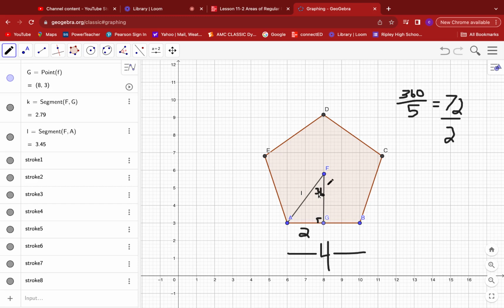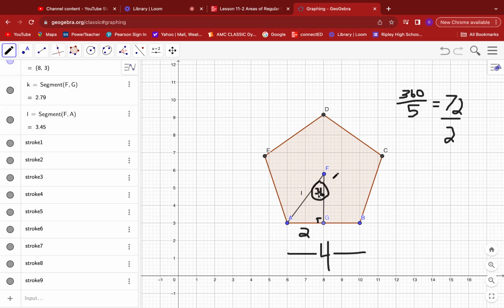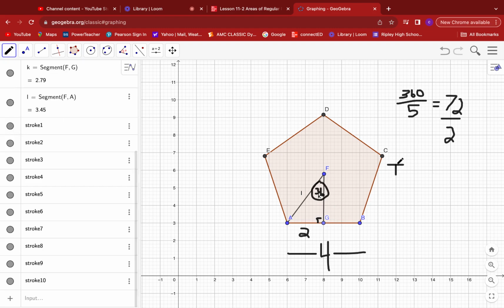Now remember, I'm looking for my apothem, not the radius of the circle, not the hypotenuse of the right triangle. I'm looking for my apothem, which is the adjacent side to the 36-degree theta. So there's my theta right there. This means it's going to be a tangent problem. So I'm going to do tangent of 36 degrees, which is my theta.